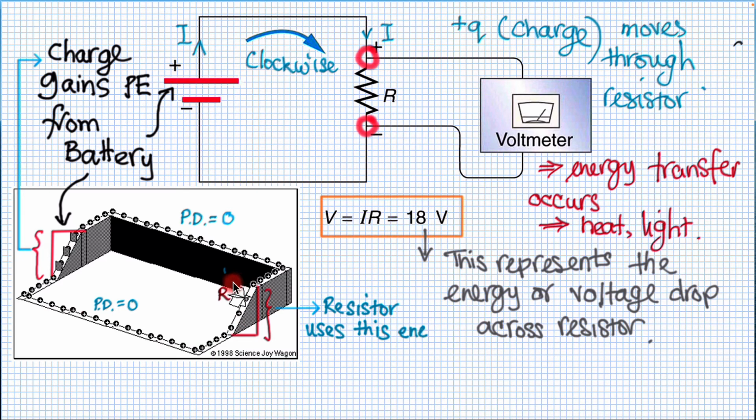Here is the resistor, and this resistor uses the kinetic energy of the charge. It converts it from potential to kinetic energy, and then it can convert it to something like heat. And so we can view this gravitational model as a working model of what would happen if we could see the charge flowing in a circuit.